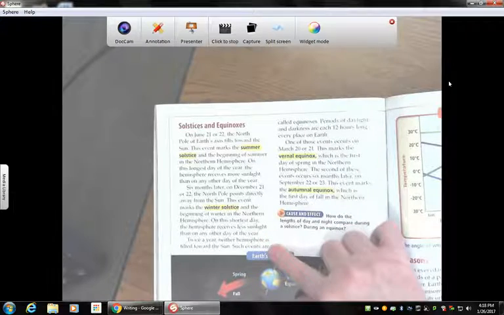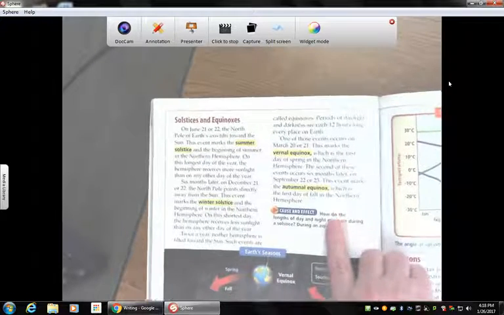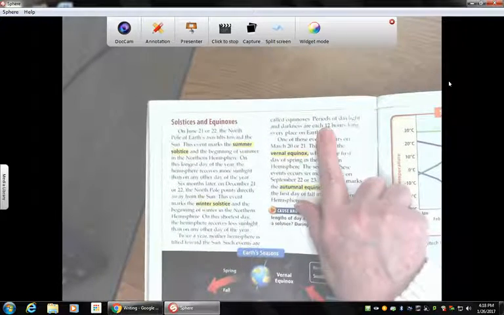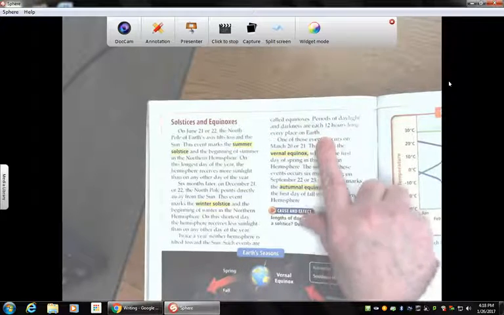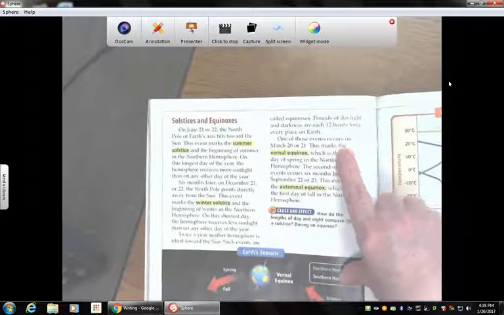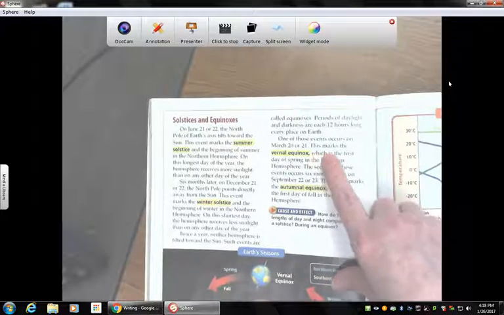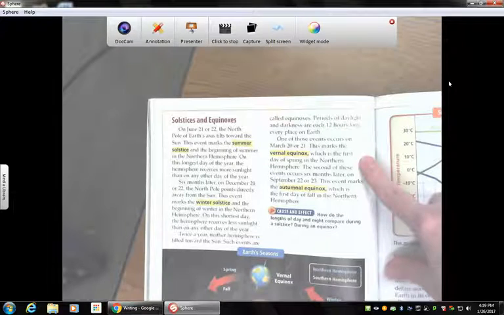Twice a year, neither hemisphere is tilted toward the sun. Such events are called equinoxes. Periods of daylight and darkness are each 12 hours long every place on Earth. One of those events occurs on March 20th or 21st. This marks the vernal equinox, which is the first day of spring in the northern hemisphere.